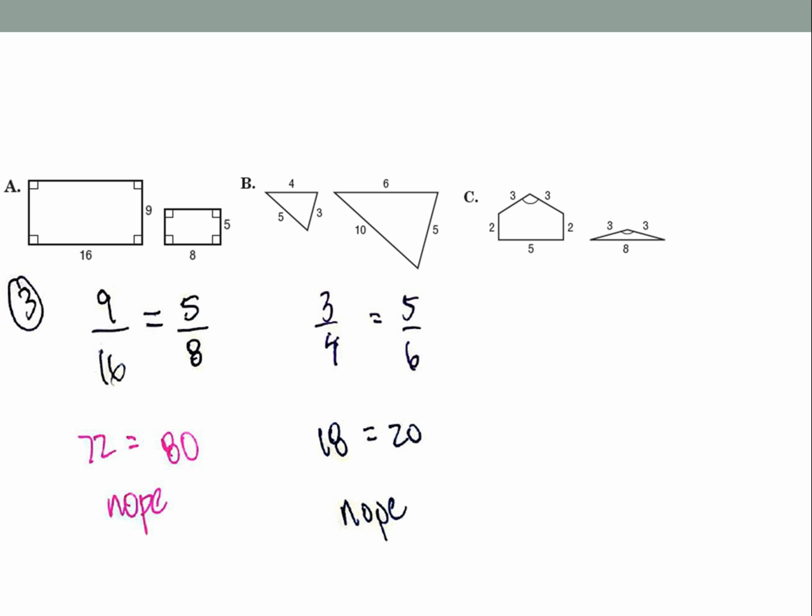I'll take a moment to have you appreciate the beauty of C, answer choice C, so let it wash over you. You can hear my dog's squeak toy in the background.